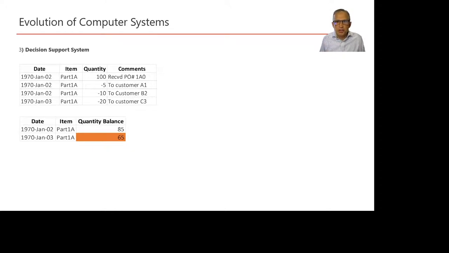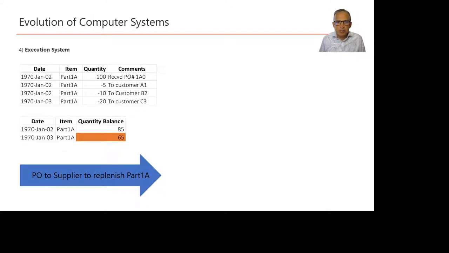Then came the decision support systems, where the computer system suggested that some decision needs to be taken by the user. In our simple example, the balance is displayed with an orange background, suggesting that a new PO be placed since the balance is less than 70 units.